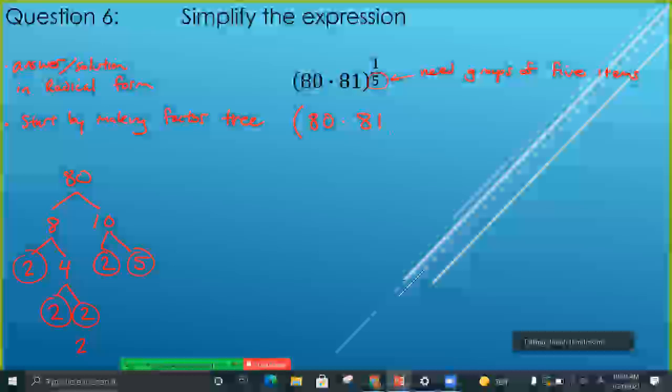80 times 81 to the 1/4 root, okay? So groups of 4. Let me cross this out, and let me cross out the original. I'm sorry about that. So our problem for number 6 is 80 times 81 to the 1/4 power. Okay, our factor tree is still good. So this is 2 times 2 times 2 times 2 times 5. That is 2 to the 4th times 5. And now we'll do it for 81. 9 times 9.